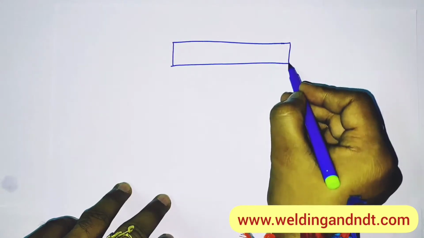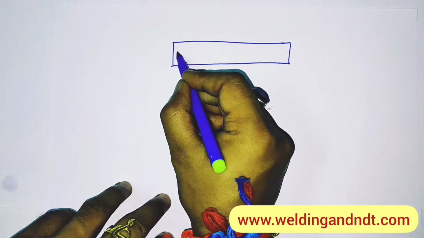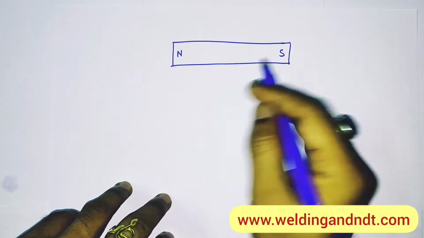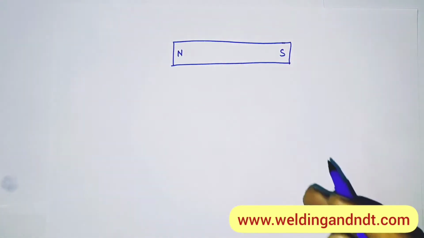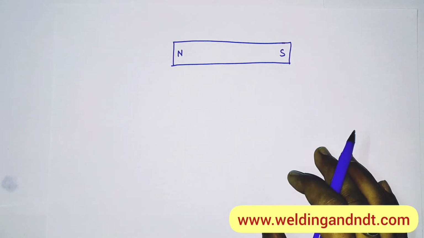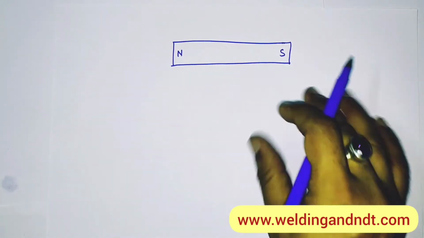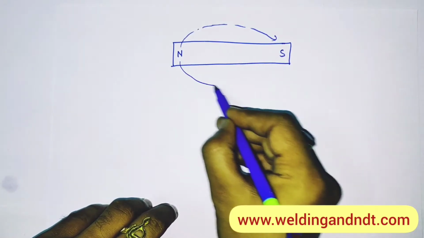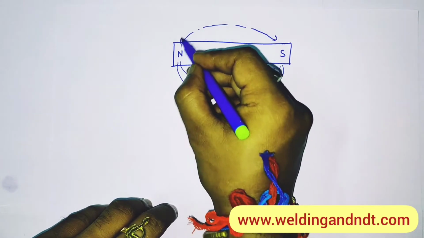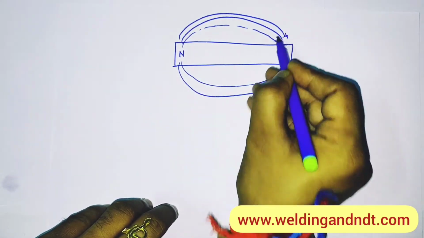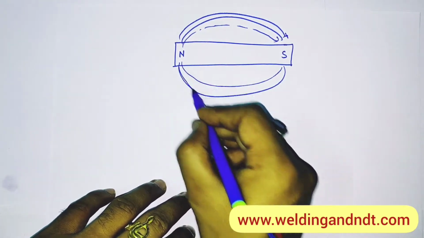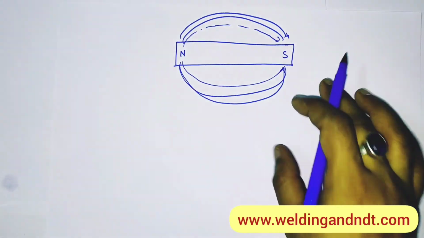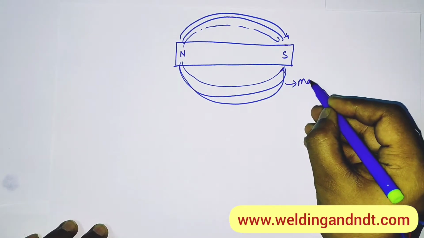If there is a magnet, on one side we will have one pole, that is the north pole, and on the other side we will have the other pole, that is the south pole. This is a very general phenomenon in magnets, that there will be one north pole and one south pole, and imaginary magnetic lines of force flow from north to south pole like this. These magnetic lines of force are not visible, but they are present, and they flow from north to south. They are called magnetic lines of force.